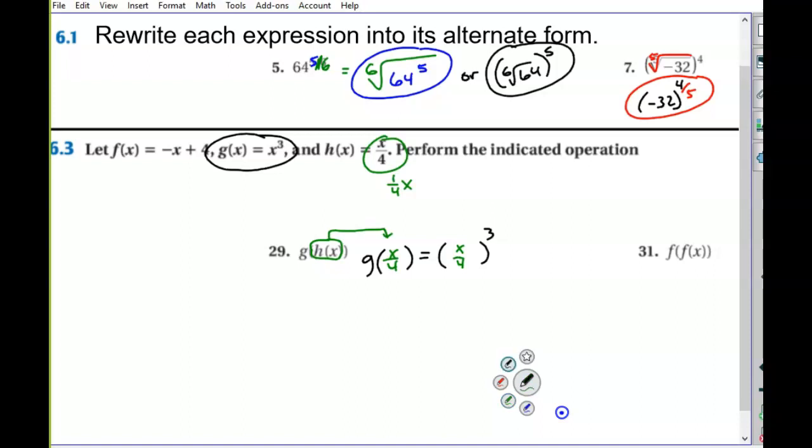Now you could leave it like this, or you can write it as x to the 3rd divided by 4 to the 3rd, which is really, 4 to the 3rd power is 64. So if it was multiple choice, this is what your answer would look like, and you'd have to know how to get there.